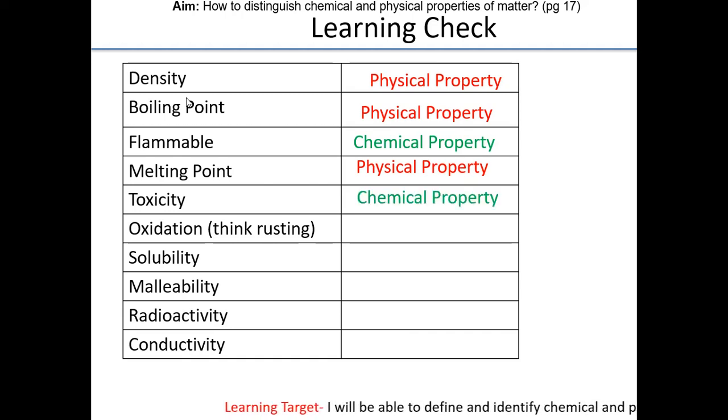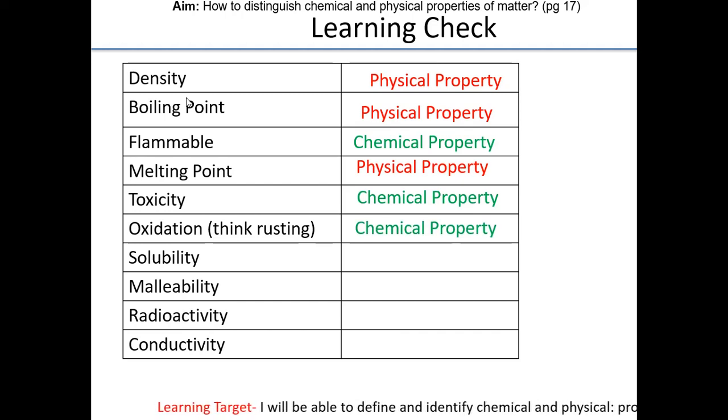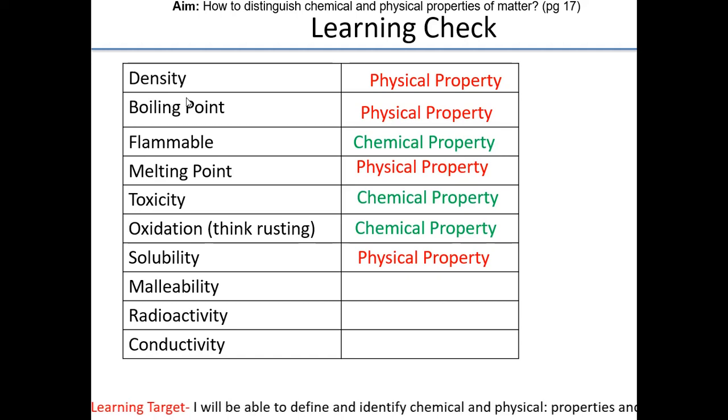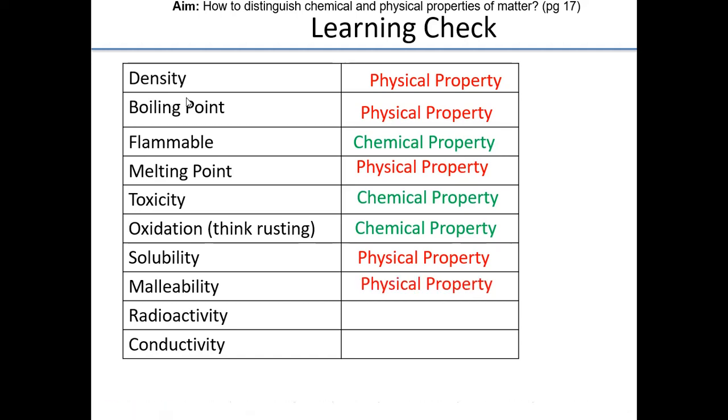Toxicity is a chemical property. Oxidation, think of rusting, that is a chemical property. Solubility is a physical property. Malleability, the ability to be molded, is a physical property. Radioactivity is considered a chemical property. Conductivity is a physical property.